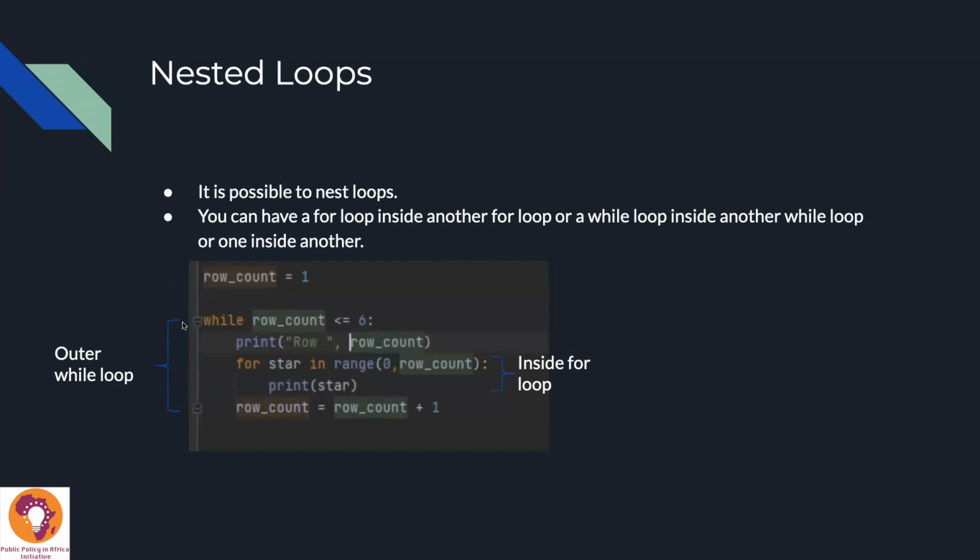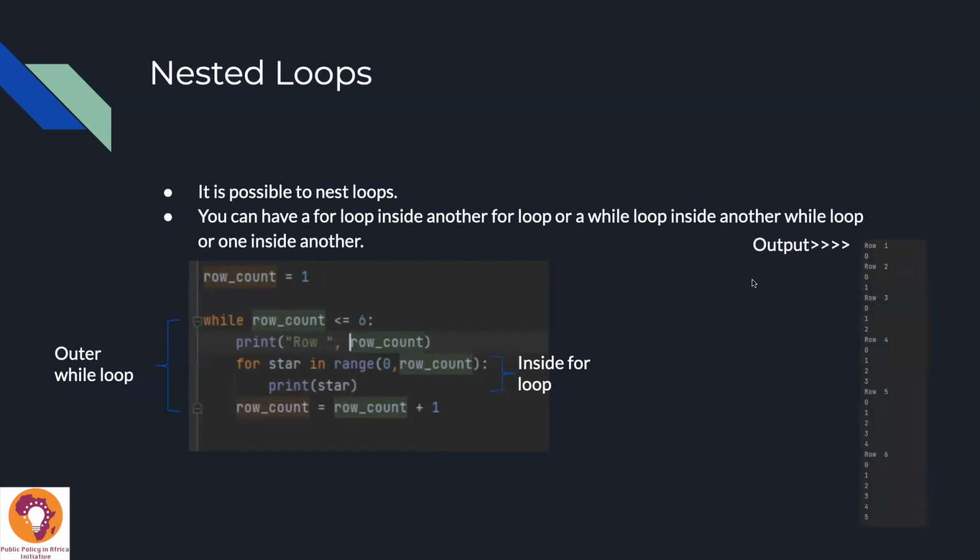So our outer loop is this while loop, and then our inner loop is the for loop. Notice that the for loop is indented inside of our while loop, and then the code that executes as part of the for loop is indented within that for loop.